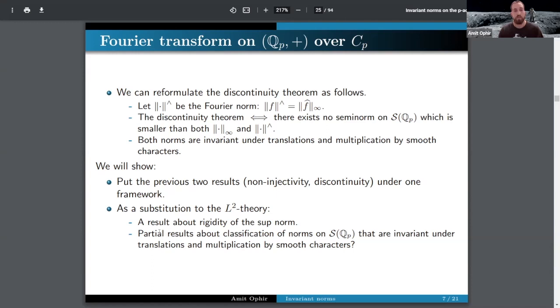of invariant norms by using a family of special operators, intertwining operators. The Fourier transform is just one of them. And the way that we're going to construct this family is using the Heisenberg group and its representation theory.